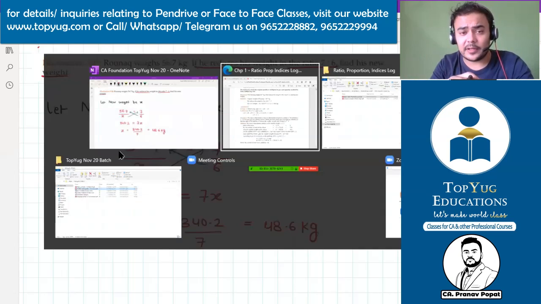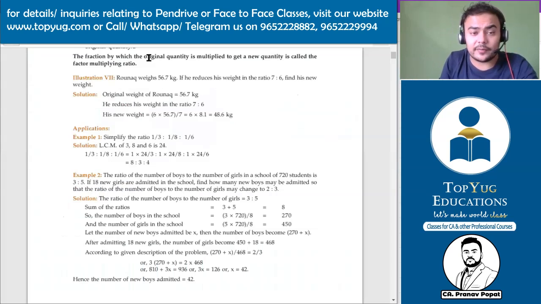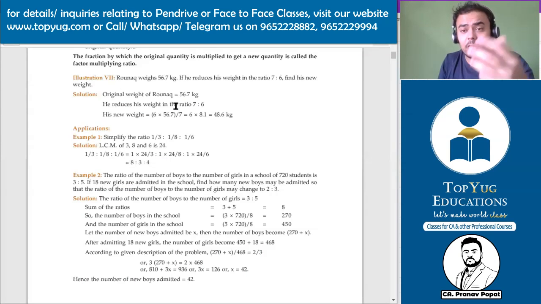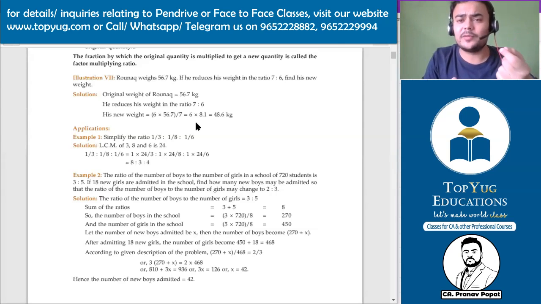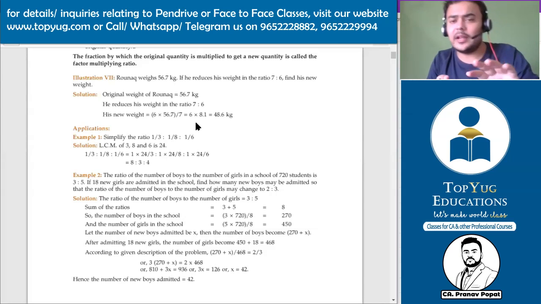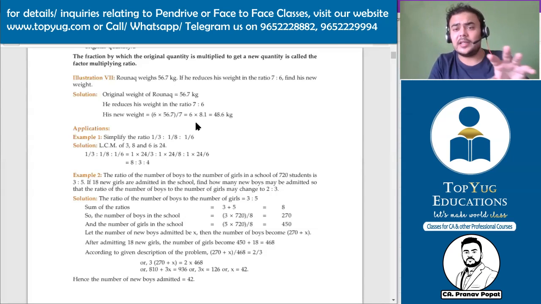For these kinds of illustrations, ICAI has given a formula: the fraction by which the original quantity is multiplied to get the new quantity. We will not study this formula because these kinds of questions should be done practically. We don't need to remember formulas for these small things. So I have intentionally skipped that formula because there is no need to know it.